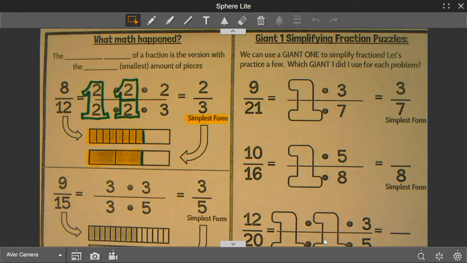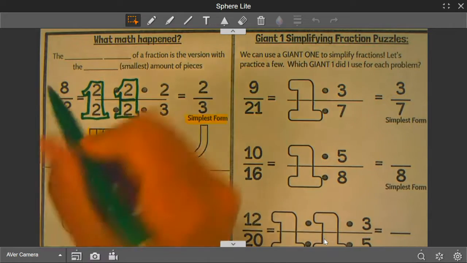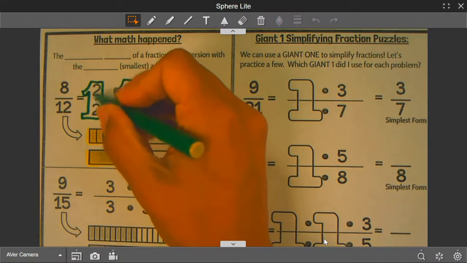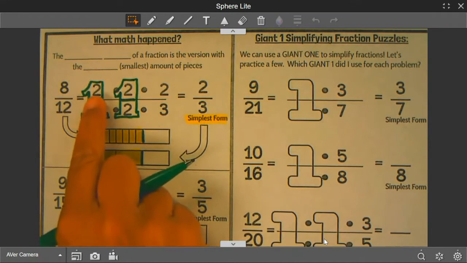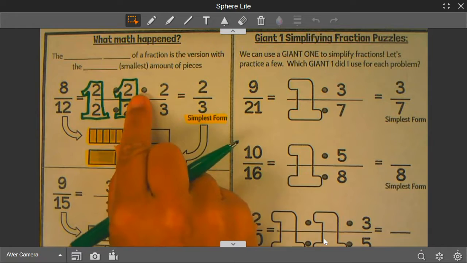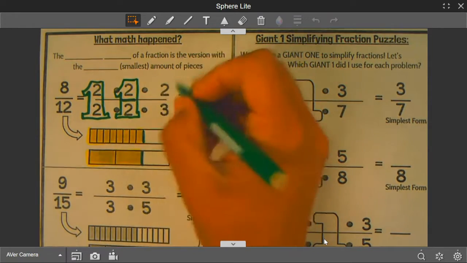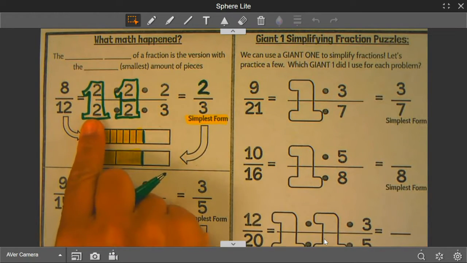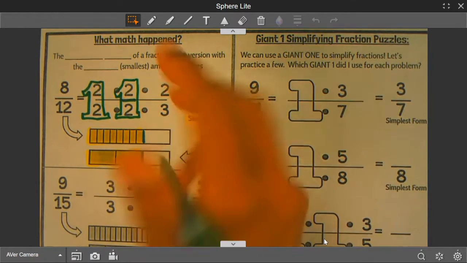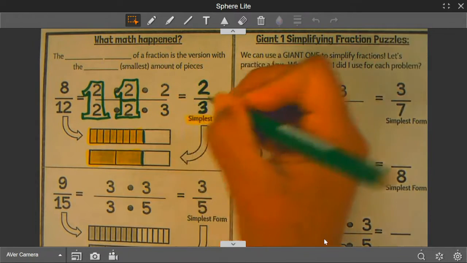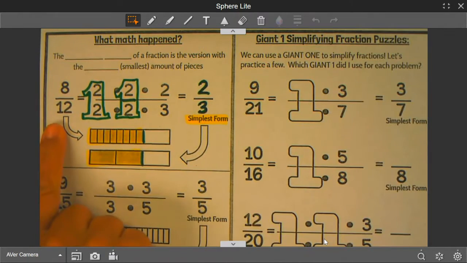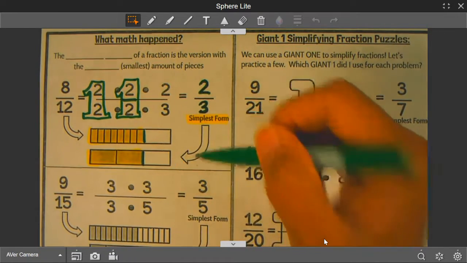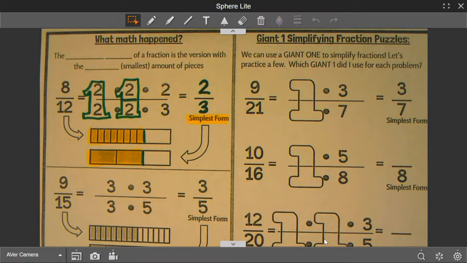All right. So what I am left with, now that these turned, not magically but mathematically, into 1s, is 1 times 2, which gives me 2 for my numerator. And in my denominator, I have 1 times 3, which gives me 3. So 8/12 simplifies to 2/3. Mathematically, we were able to show that.